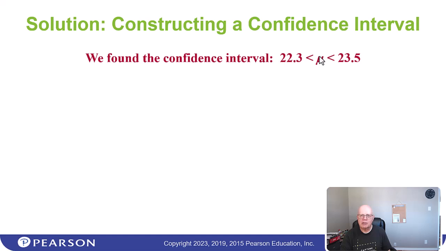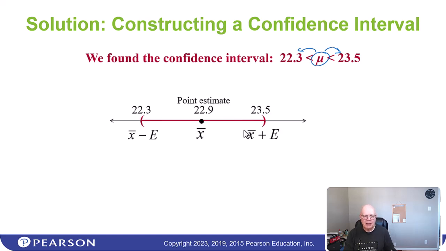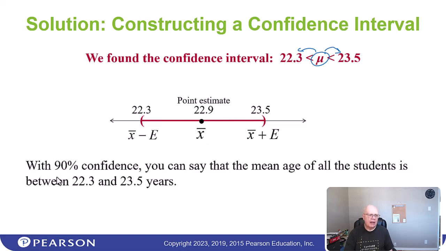So we're 90% confident that this is between those two values. Sometimes it won't be. We won't know. But 90% of the time, it will be between those two values. That's what our confidence interval looks like on the number line. And again, good wording. You got the confidence level, you've got what you're talking about, and you've got the left and the right endpoints.